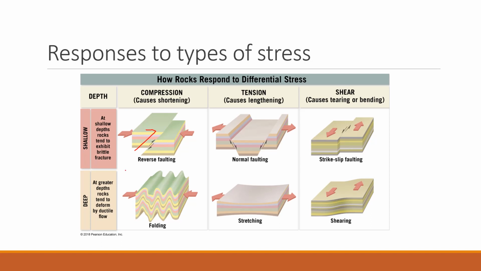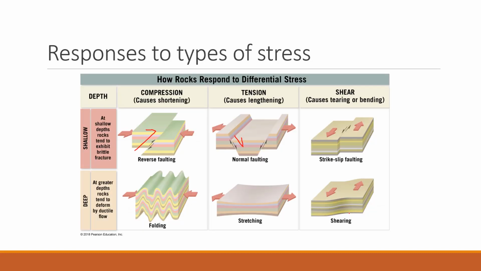In tensional stress, we tend to have normal faulting, where the hanging wall moves down relative to the footwall. In the ductile regime, it's going to be stretching, elongation. And then for shear stresses, we are going to have strike slip faulting in the brittle regime, and we'll just have plain shearing in the compressional regime. The difference will be there's not a distinct break in the ductile regime.